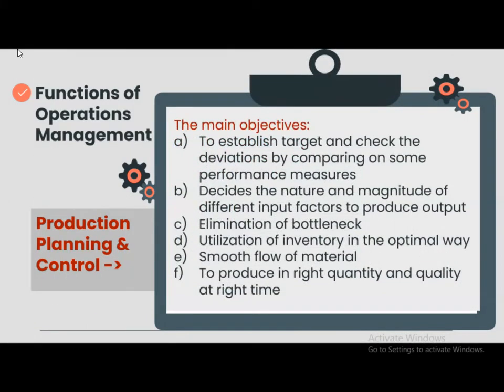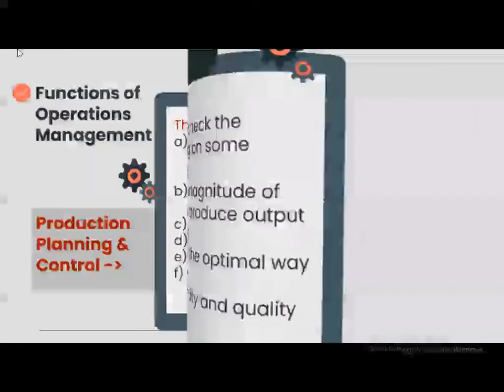The main objectives of PPC are to establish targets and check the deviation by comparing on some performance measurements and measures. It decides the nature and magnitude of the different input factors to produce the output. Elimination of bottlenecks, utilization of inventory in the optimal way, smooth flow of material in the entire production process, and to produce the right quantity and quality at the right time. So these are the main objectives. This was function number 3, PPC.